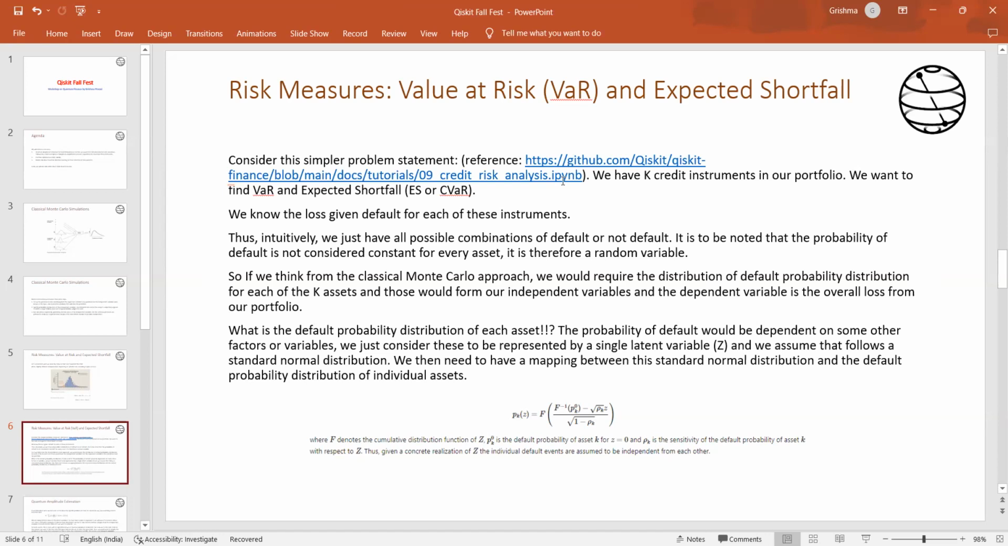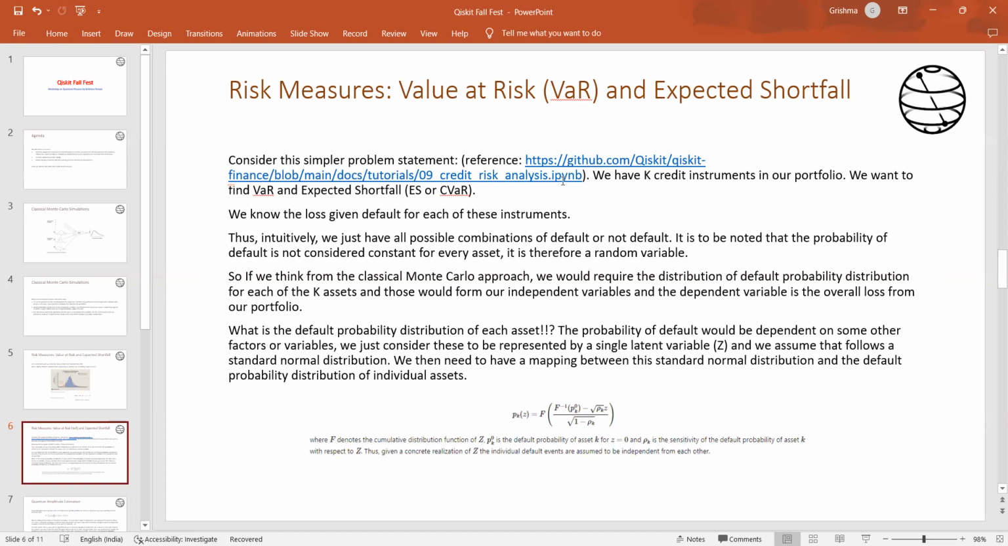So if among you there are people who are interested in investments, you will know this. You would go into constructing a portfolio where you try to make it as diverse as possible, where you would not want to have losses on everything at the same time, and you would try to ensure that they are not too correlated with each other. But coming back to the problem statement, we have all possible combinations of default or no default.